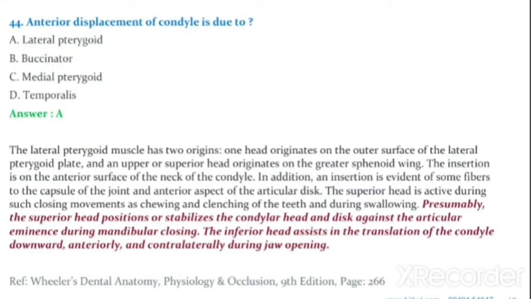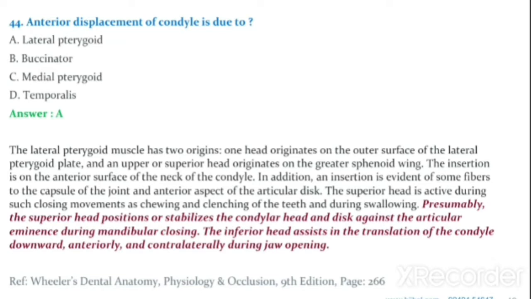Question 44. Anterior displacement of condyle is due to: option A, lateral pterygoid; option B, buccinator; option C, medial pterygoid; option D, temporalis. Answer is option A. That is lateral pterygoid. The lateral pterygoid muscle has two origins.